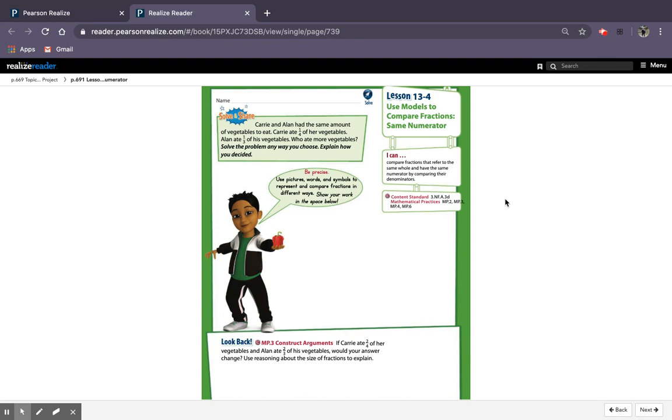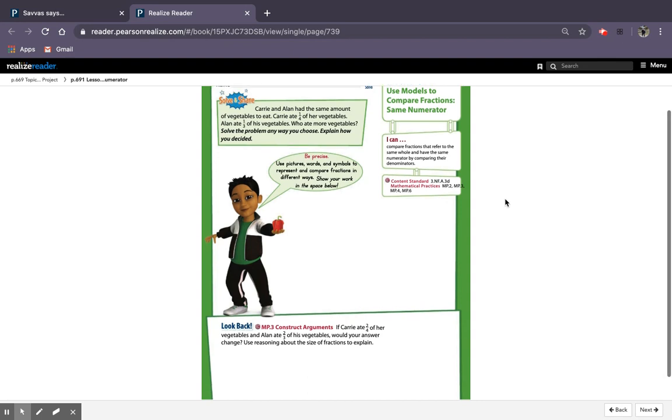So our solve and share starts with Carrie and Alan had the same amount of vegetables to eat. Carrie ate 1/4 of her vegetables. Alan ate 1/3 of his vegetables. Who ate more vegetables? Solve the problem any way you choose. Explain how you decided. So here it says be precise. Use pictures, words, and symbols to represent and compare fractions in different ways. Show your work in the space below.